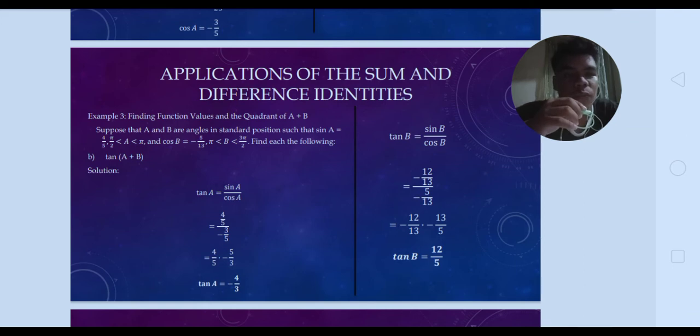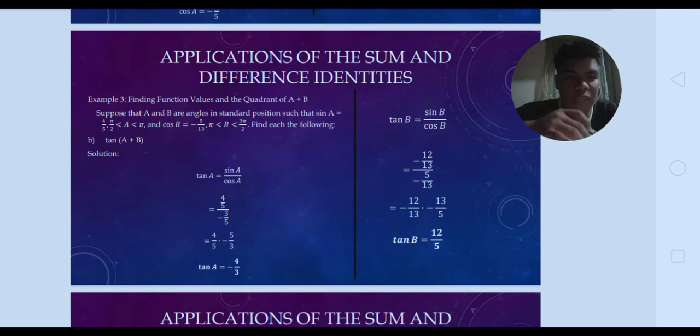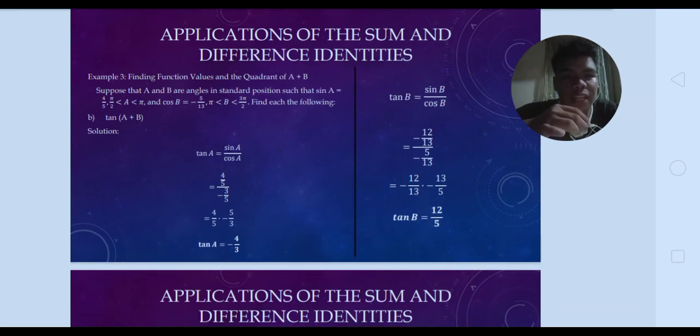Another problem we need to solve is tan A plus B. Solution: tan A is equal to sine A over cos A. We just have to substitute the given values from our problem above. Sine A is 4 over 5 and cos A is equal to negative 3 over 5. Then we take the reciprocal of the denominator since it is the rule in division. So therefore, the value of tan A is equal to negative 4 over 3.